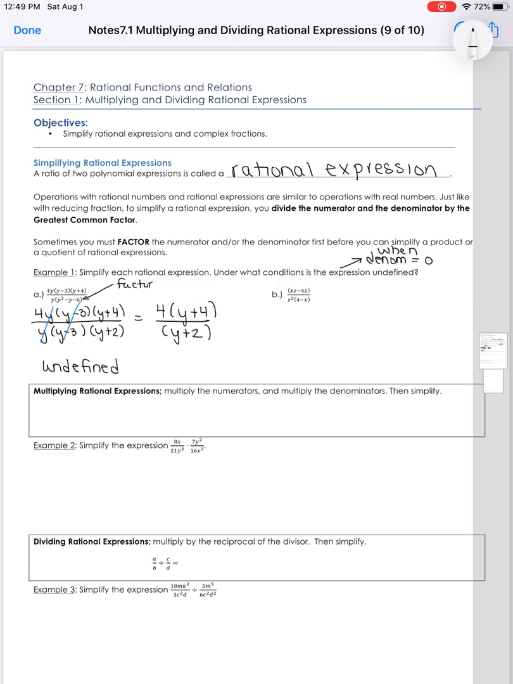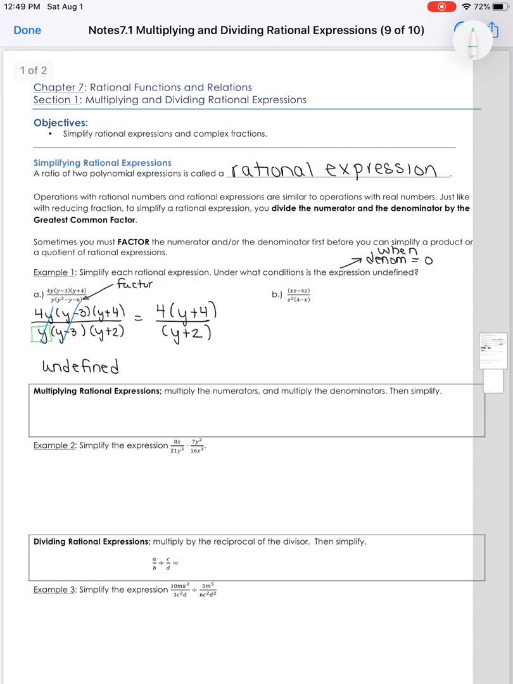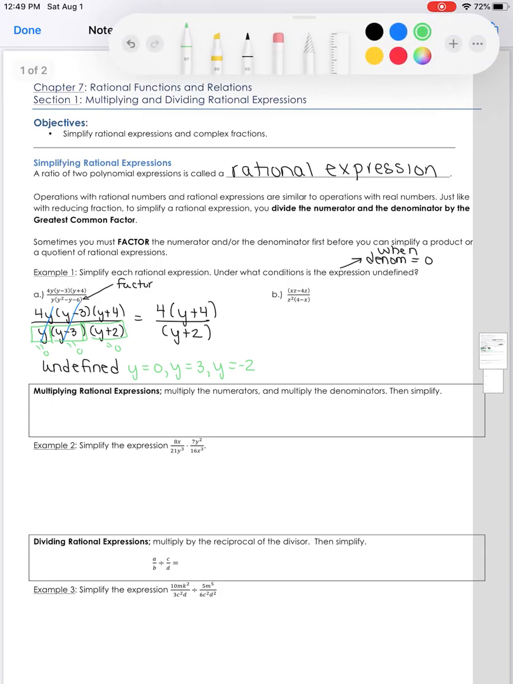Where this would be undefined: if you look at the factored version of what we had here, we have 3 things in our denominator. 1, 2, and 3. And you are looking for where they would equal 0. So you set each one equal to 0 and solve. The first one we get y equals 0. Second one we get y equals 3. And the third one we get y equals -2. Those are the 3 instances where this function would be undefined.